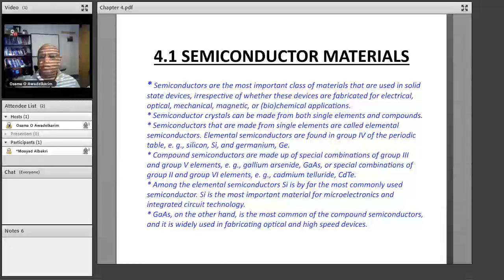Semiconductors are an important class of materials, as I pointed out. They are used in solid-state devices, irrespective of whether they're electrical devices, as we do in electronics, or optical devices, as we do in optoelectronics, or even mechanical devices, or magnetic devices, or biochemical devices, as we do in the case of sensors.